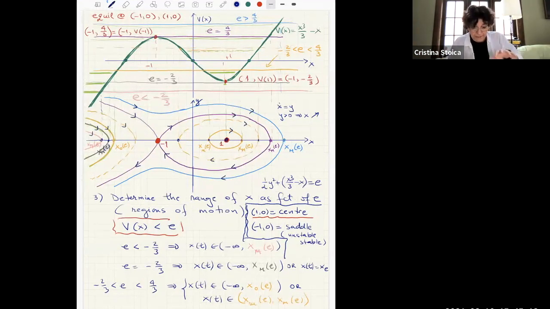In conservative systems, and you don't have to know this, but if you keep working with them, it will appear naturally: there are only two types of equilibria that we can have. It's either centers or saddles. You cannot have sinks or sources because things have to be conserved. Anyhow, there is a more involved reason. Let's just put it like this.